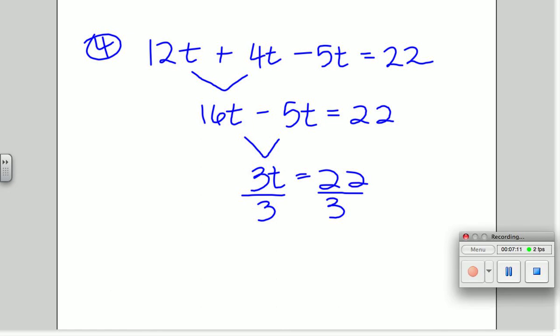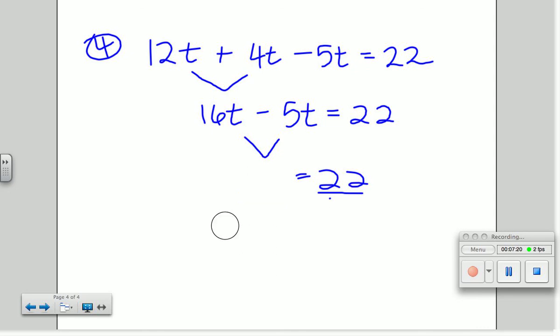Well, if that's 16t, then I know the other one's wrong too. There's no way this is 3t. So I got to get rid of that one too. Then I might as well not divide by 3 either. So 16t minus 5t, well, that's going to be 11t. Well, my Lord, that changes everything.